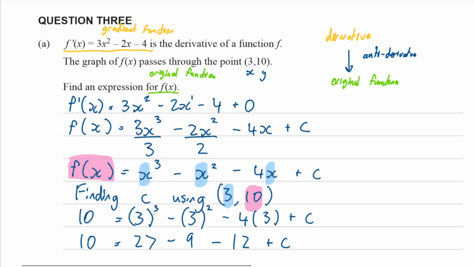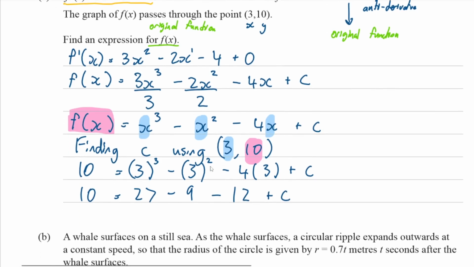And we're almost there. 27 minus 9 is 18. 18 minus 12 is 6. So we'll subtract 6 from both sides, and c would equal 4.